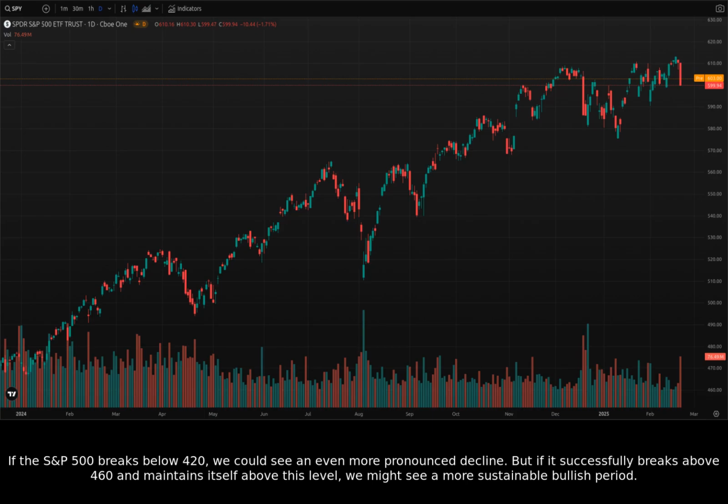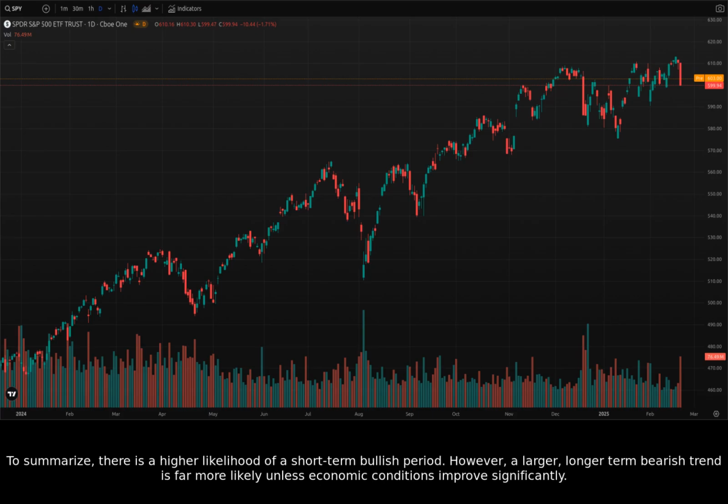But if it successfully breaks above 460 and maintains itself above this level, we might see a more sustainable bullish period. To summarize, there is a higher likelihood of a short-term bullish period. However, a larger, longer-term bearish trend is far more likely unless economic conditions improve significantly.